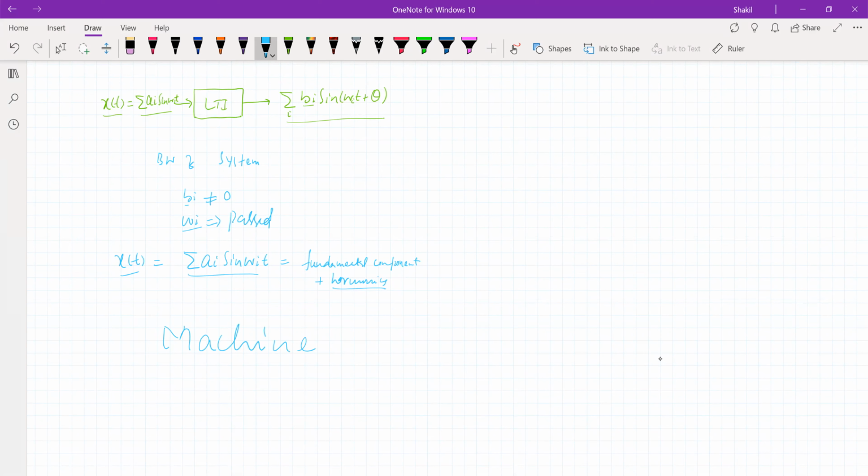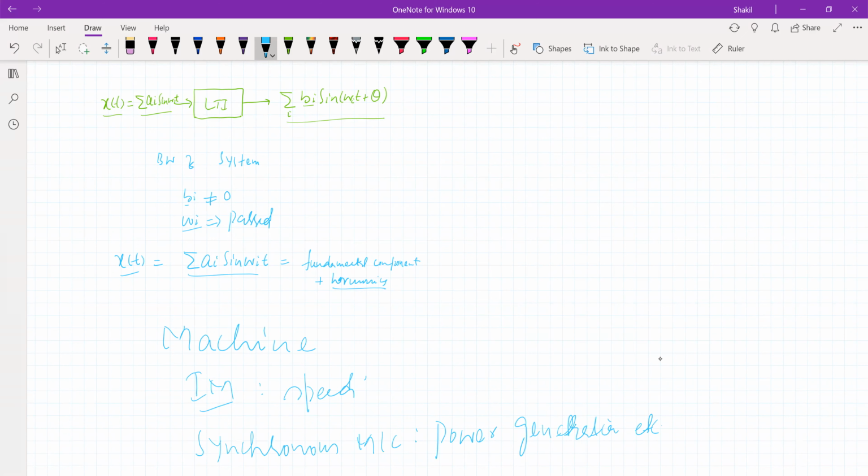When we express x of t as a sum of fundamental component and the harmonics, we want to see the impact of these harmonics on the machine, like on an induction machine, the impact on the speed. Or in the same way, if it's a synchronous machine, we want to see how much is the impact of these frequencies on the power generation. That's why we do it.